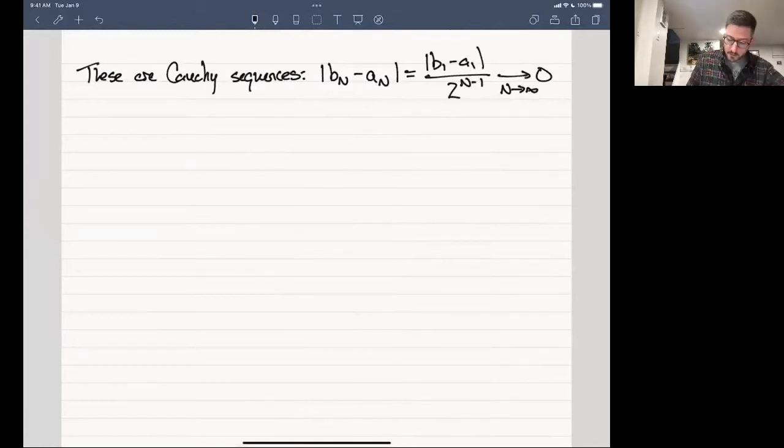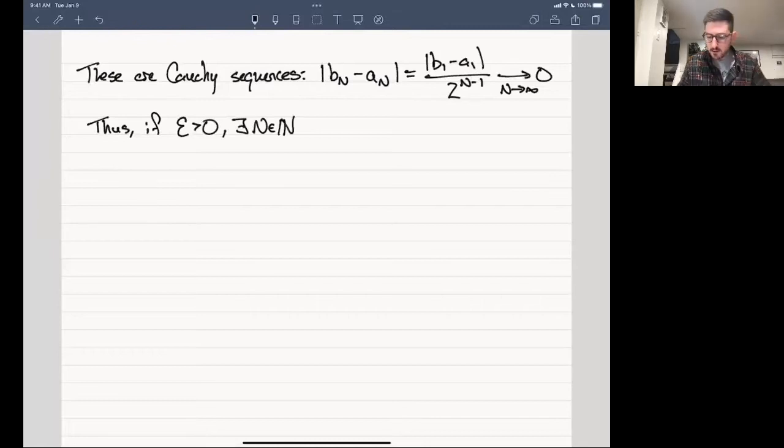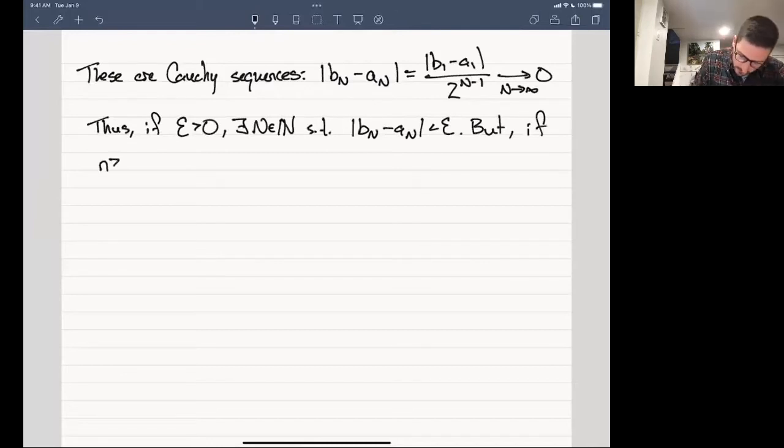And so to see that these are Cauchy, we can say thus, if epsilon is greater than 0, there exists a capital N, based on what I just showed above, such that B_N minus A_N is less than epsilon. And this also says that if you look beyond that capital N, just by design, again, take a look at the picture that we just drew.